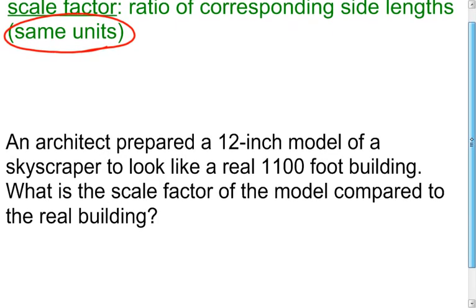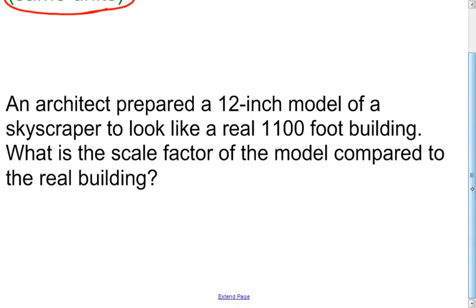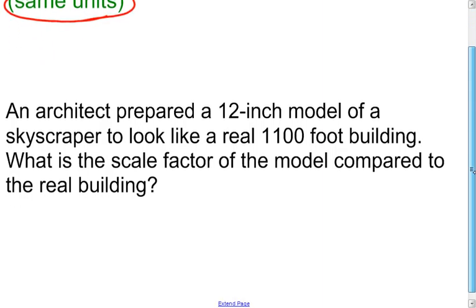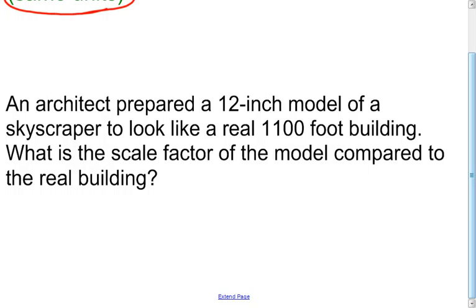Now my one example dealing with the scale factor for now is this one. An architect prepared a 12-inch model of a skyscraper to look like a real 1,100-foot building. We want to know what is the scale factor of the model compared to the real building. Now remember, scale factor is the ratio of corresponding side lengths, and this is going to be in similar polygons, or in this case in similar solids. So it tells us that the model is 12 inches tall. It tells us the building is 1,100 feet tall.